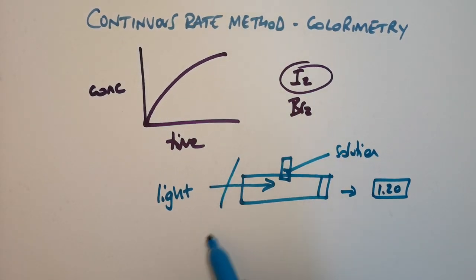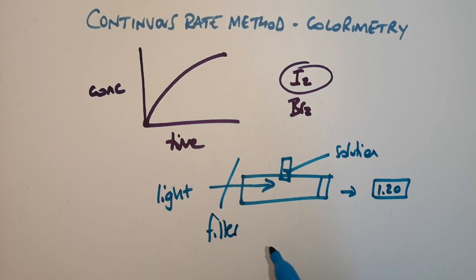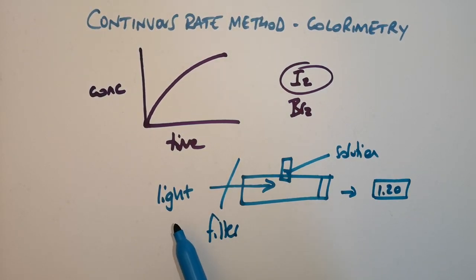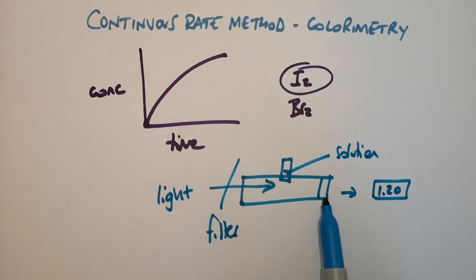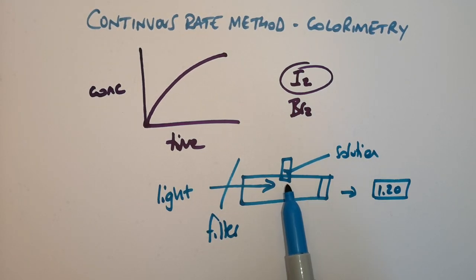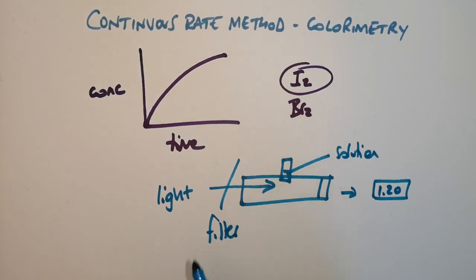The light has to go through a filter in order to make sure that the colour of light, the wavelength of the light, is appropriate for that particular solution. So what this detector measures is how much light is getting through to the detector. In other words, how much is the solution absorbing? And the more intense the colour, the more light it would absorb.